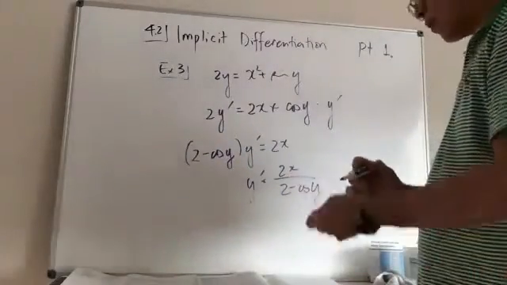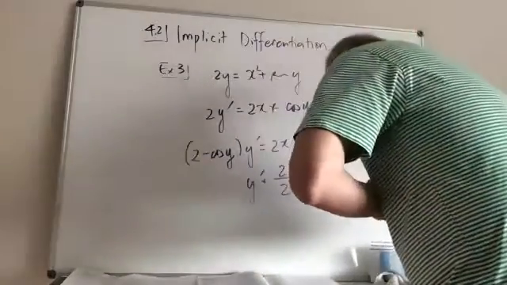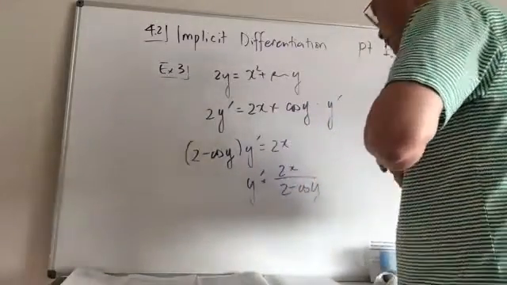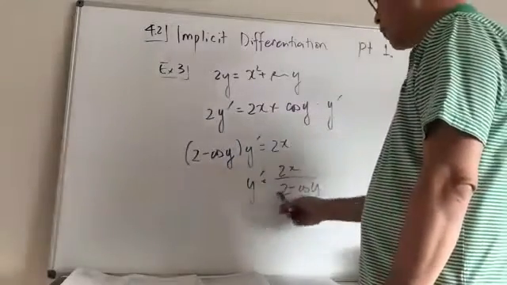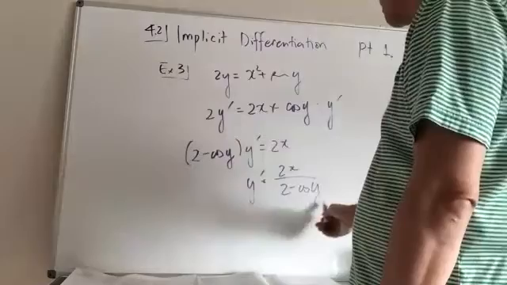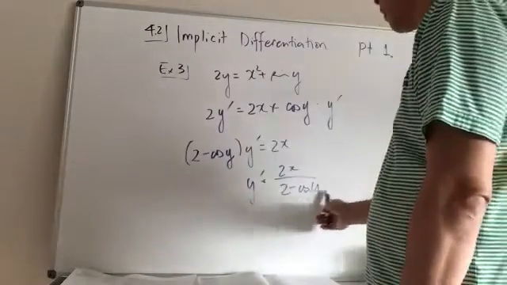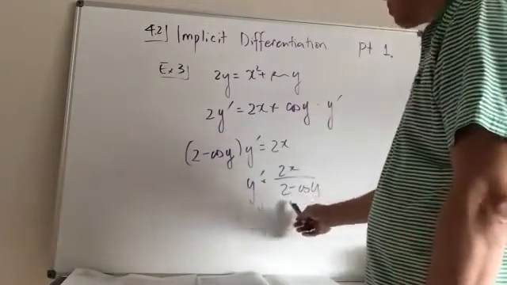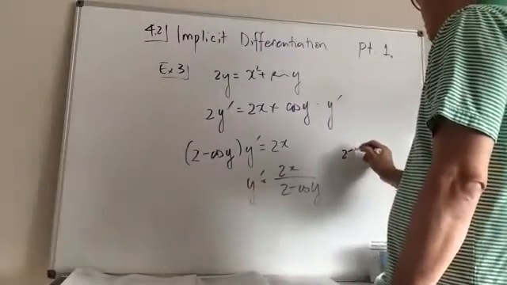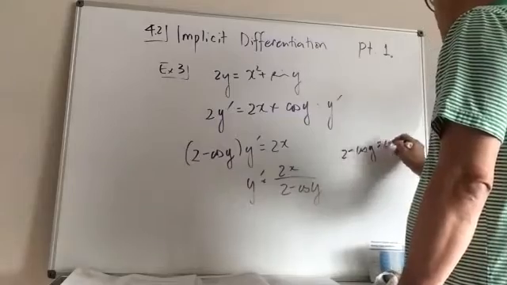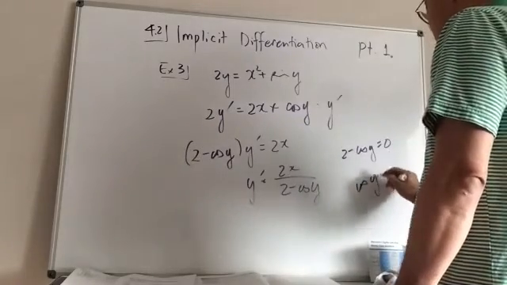Okay, so the question was, show that the slope is defined at every point. So over here, this function is defined at everything except for when this is equal to 0, correct? Except for when the denominator is equal to 0. So when the denominator is equal to 0, you get 2 minus cosine y is equal to 0. In other words, cosine y is equal to 2.